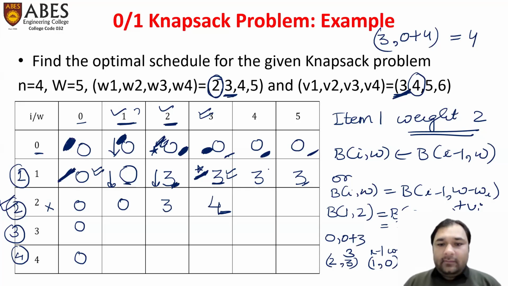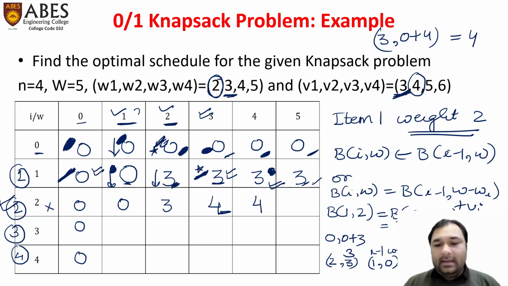Similarly, when we come here, we will take a reference of this and we will simply see this 0 plus 4. So what is the meaning of this? We are taking item 1. If we have this value and we add 0 plus 4, we are taking item 2. So it means it will be 4.